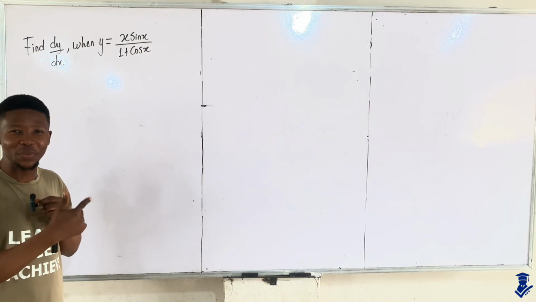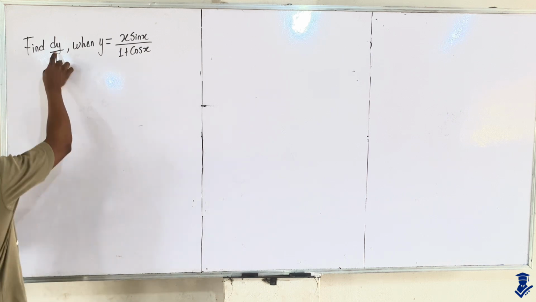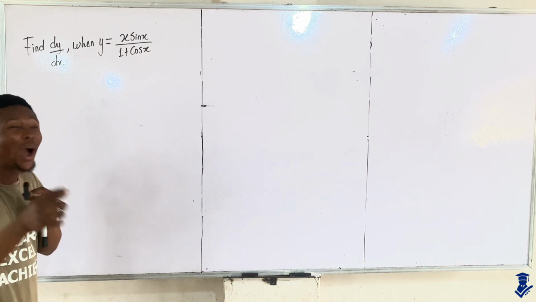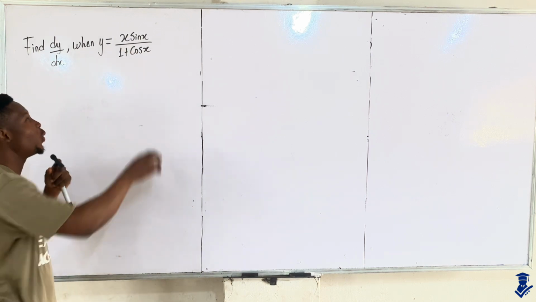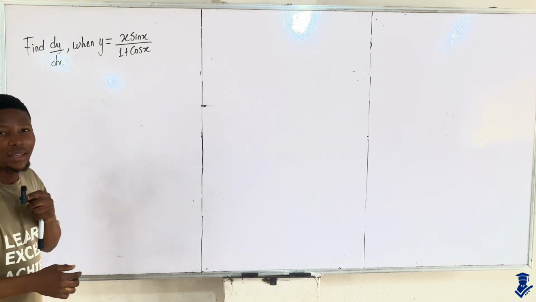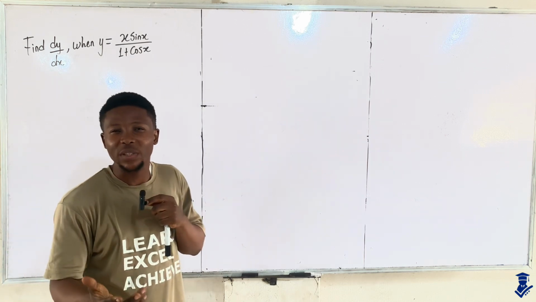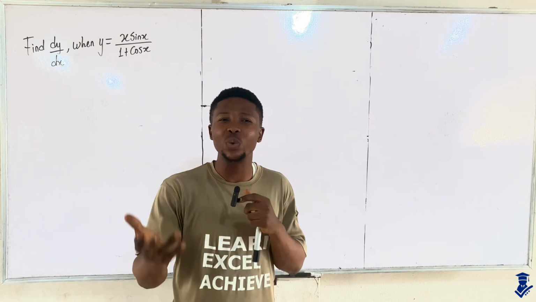Let's go ahead and solve this question. It says, find dy/dx, given that y is equal to x sin x over 1 plus cos x. Now, we want to find the derivative of this. We want to differentiate this. How do we do that?